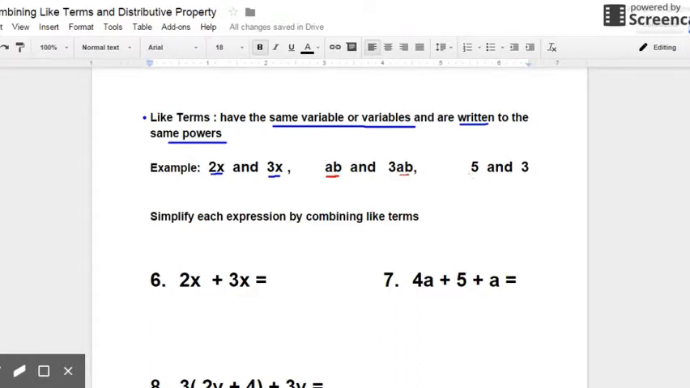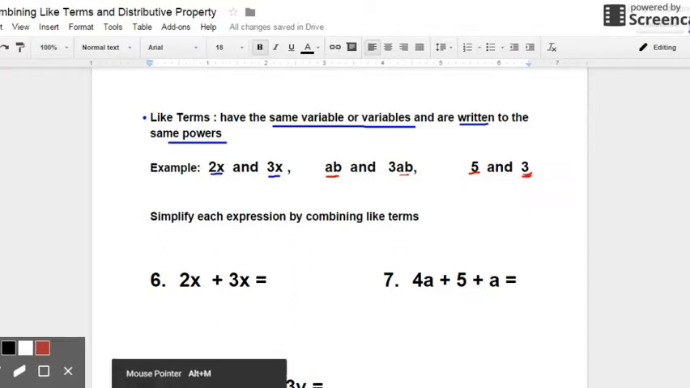The last one is they cannot have a variable at all. These are called constants. This is what you've been working with since pretty much kindergarten. These constants are what we start with. These are just numbers that are sitting there all by themselves, and these are alike. We can combine these 2 together.